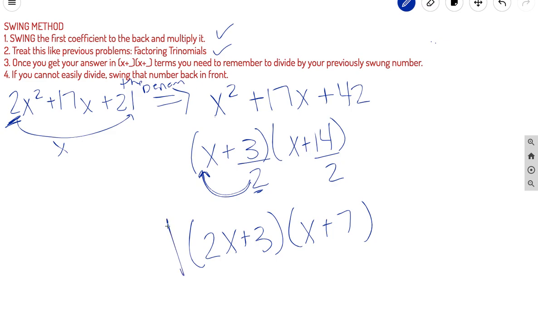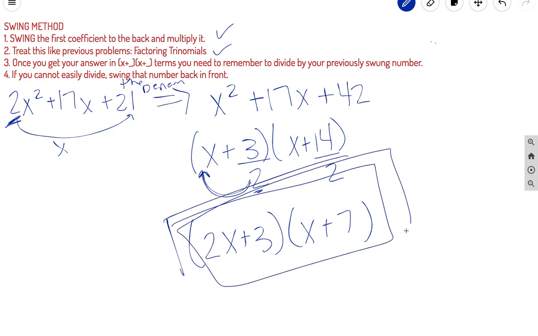All right, so we think that this is our final answer. Oof, we think this is our final answer, and how can we know? We're going to check our work. How are we going to check our work? We're going to FOIL. Oh, I really can't spell today.